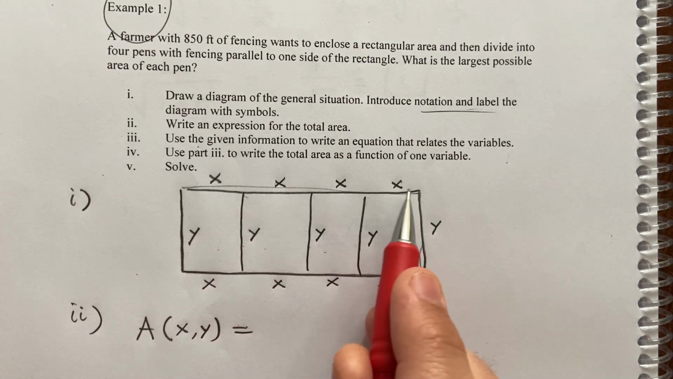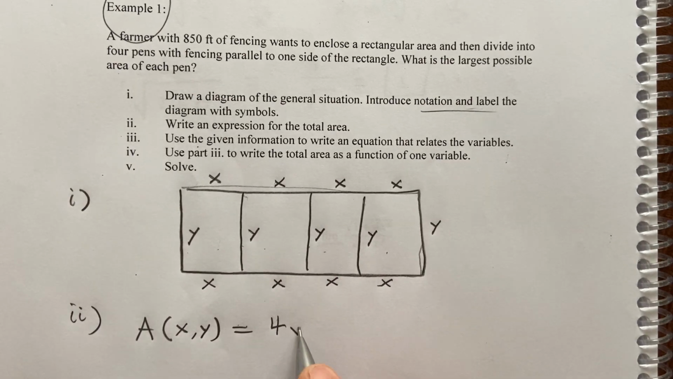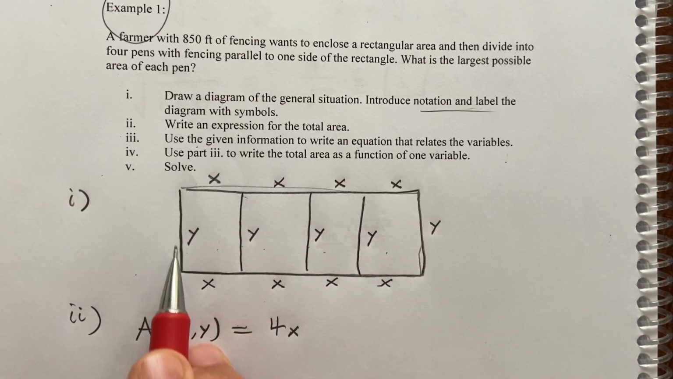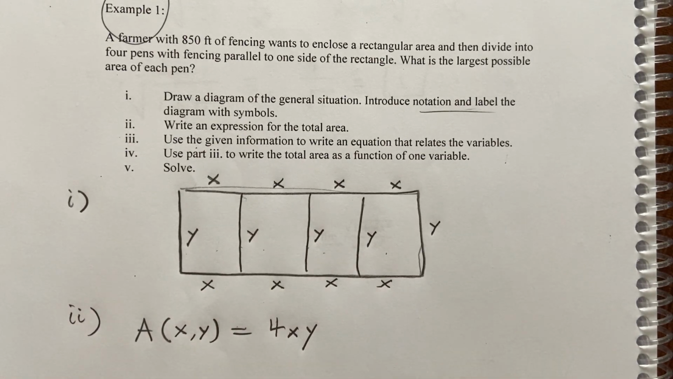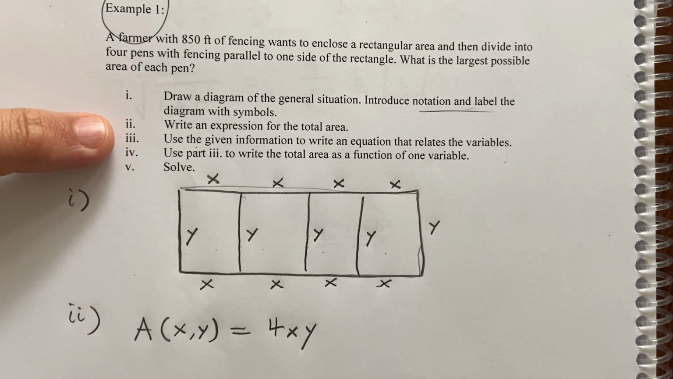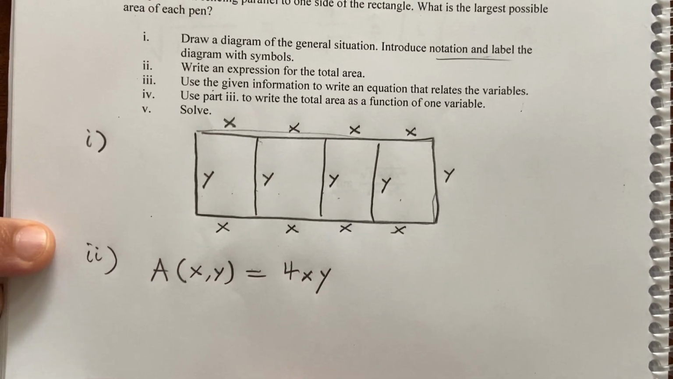So this length would be x plus x plus x plus x. In other words, 4x. And then this height or width, whatever you want to call it, would just be y. So this would be the area as a function of x and y. Often what we're wanting to do is just get this equation down to one unknown. So that's what part 3 is talking about.